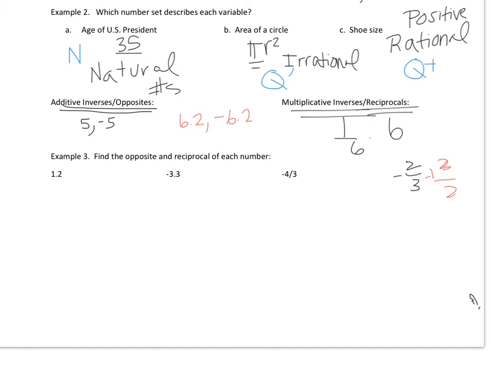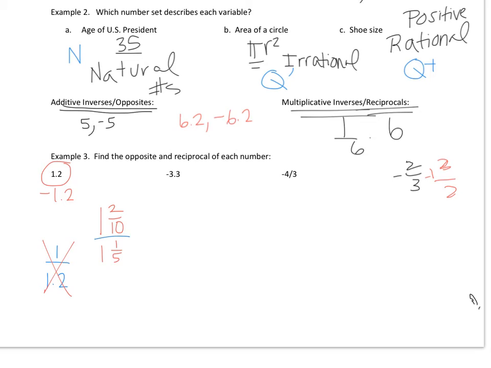So example 3, find the opposite and reciprocal of each number. So the opposite of 1.2 is negative 1.2. The reciprocal you would think would just be, oh, just do 1 over 1.2. But we never want to mix a decimal and a fraction. It's just bad notation, incorrect notation. So I'm going to write 1.2 as a fraction. So this is 1 2/10, which reduces to 1 1/5.